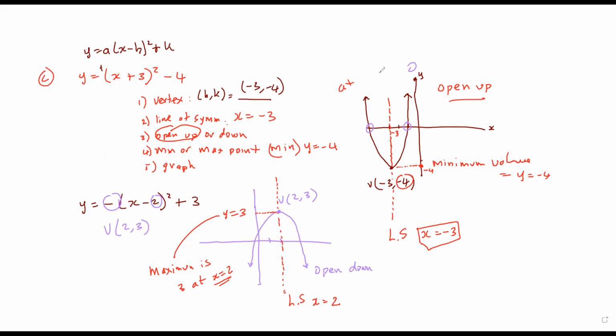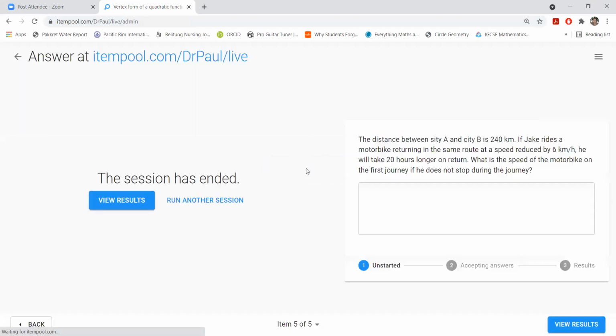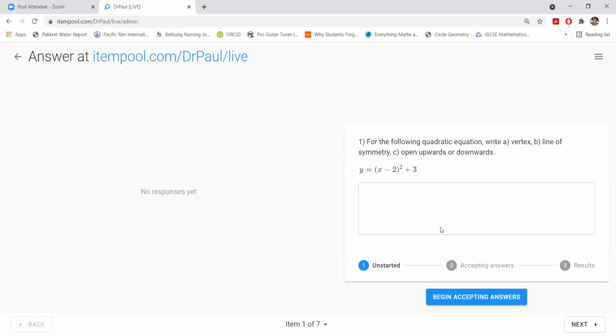But let's go to the item pool. Let's make a new share here. So let's see what we got to do. I'll start a new session. Let's see if it works. Okay, go live. Okay, so go to your item pool. I'll give you like a couple of minutes per question, and I'll get your participation from this for semester 2.